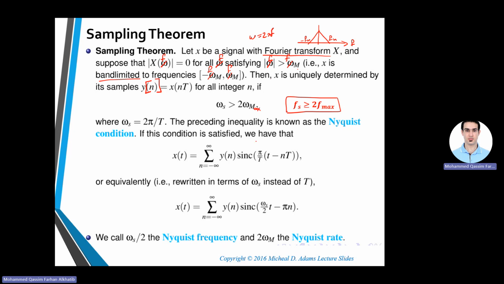Okay, so if this condition is satisfied, let's not worry about these expressions for now. This frequency, omega s, is the Nyquist frequency. And 2 omega m is the Nyquist rate. To avoid confusion in terminology, 2 fm or 2 omega m is the Nyquist rate, your sampling frequency. You sample at twice the signal's maximum frequency, so that number 2 fm is the sampling rate or the Nyquist rate.